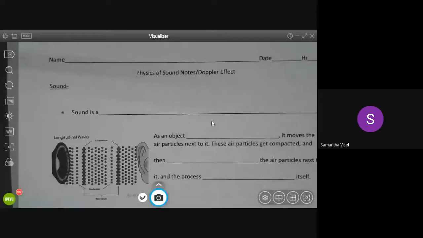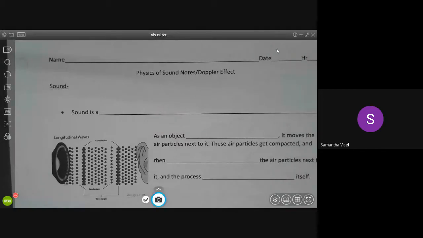Okay, so the notes that we are going to take today are called the physics of sound and the Doppler effect. At this point, everybody should have the physics of sound note handout. If not, take a second to pause the video and distribute that.